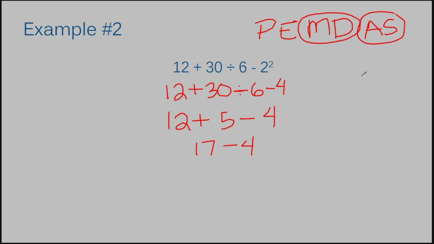Okay? Do I have any more addition or subtraction? Yes, I have subtraction. Let's solve this. 17 minus 4. That's pretty easy. I can do it off the top of my head. It's 13. Write that down. Good. So, the answer to example number 2 is 13. Let's move on to example number 3.